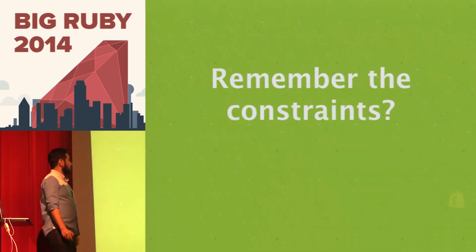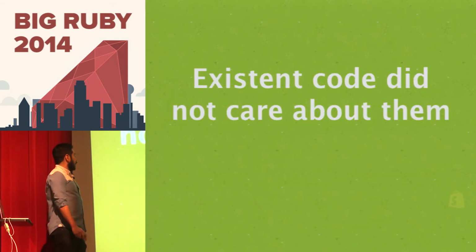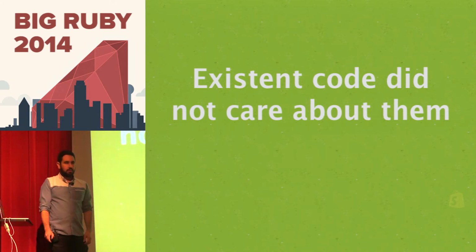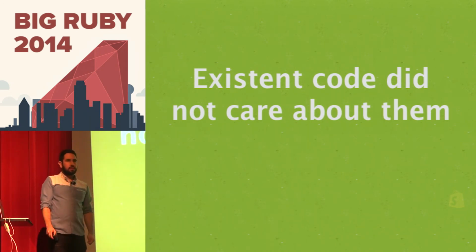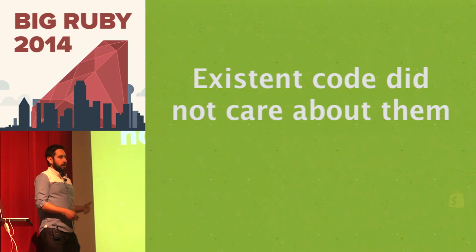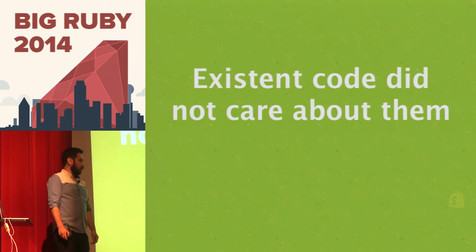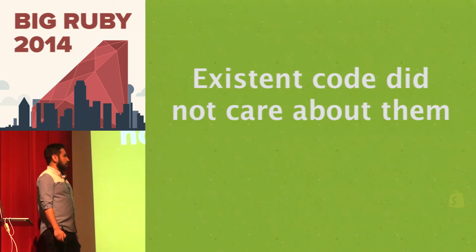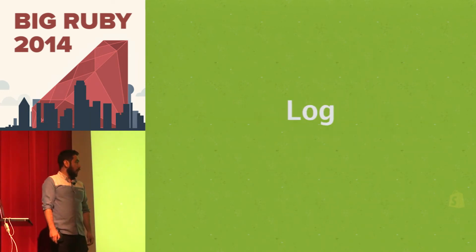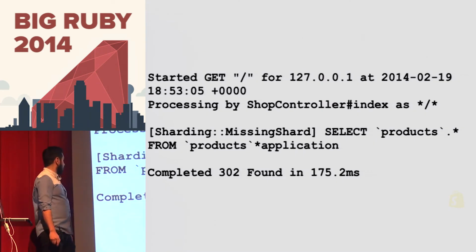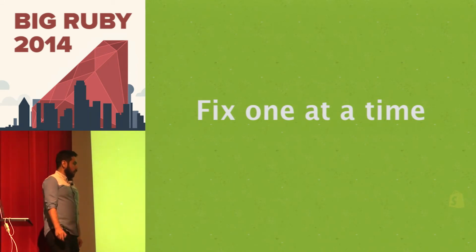So remember those constraints? The existing code didn't know anything about them. And some things like joins across shards were not obvious because we only had one database, so we had to prepare to get to the point where we could have a second database or a third database and deploy our code. So we wrote verifiers that would log the problem, something like this. You see, there's a missing shard context for this selection. And then we fixed them one at a time.